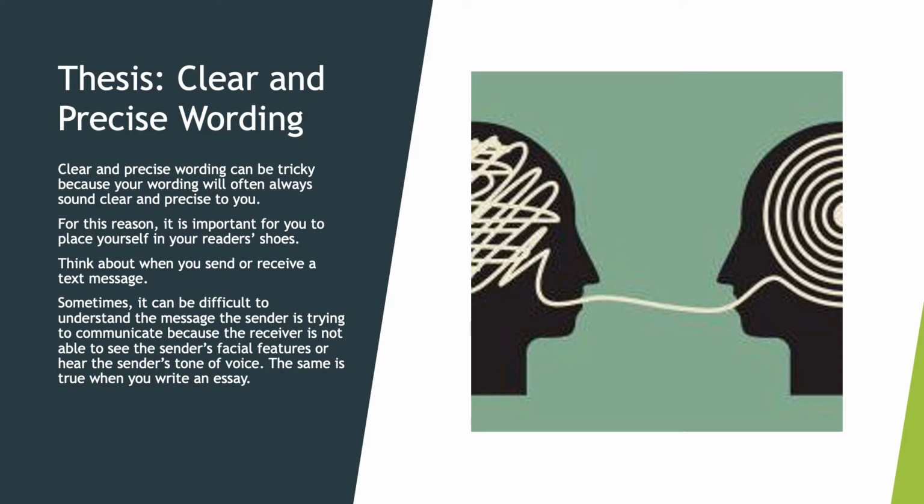The tricky part about using clear and precise wording is that your wording will almost always make sense to you because it came from your brain. And that's why you will need to be conscious of the fact that everyone processes information differently. And you'll need to think and place yourself in your reader's shoes. Think about all those times where you've sent a text message that wasn't received the way you intended. Written messages can often get lost in translation because the reader can't see your facial expressions or hear the tone of voice that you're using.